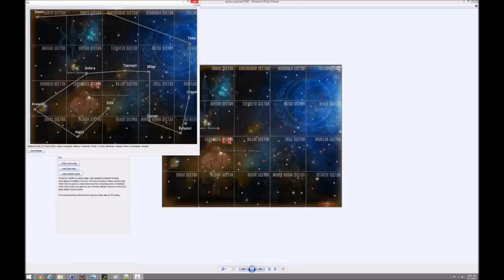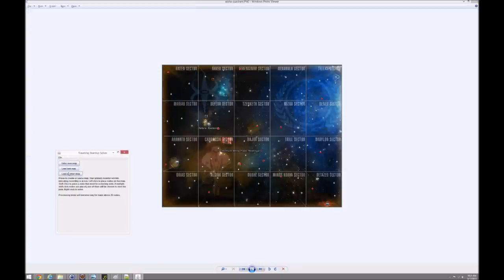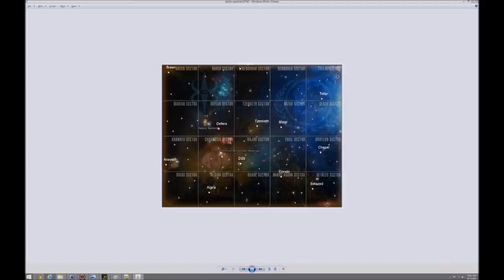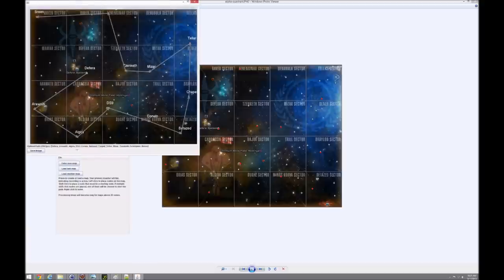Deep Space Nine is one of the possible transwarp destinations in the Alpha Quadrant, but Defera is another one. So in this case, I will remove the original point for Defera and add a green one. So now the program will try to start with one of these two points. So if I run it again, we can see that now the shortest route starts from Defera, and in this case is only 2,993 pixels.